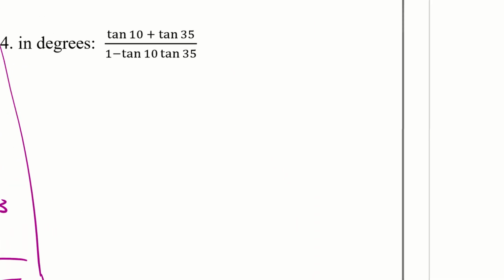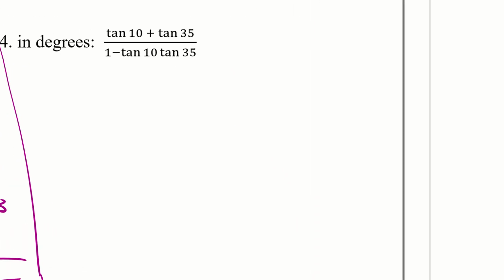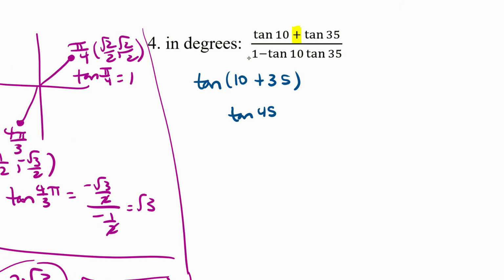For number 4, you would hopefully be able to recognize this. The sign on the numerator tells us that this is a sum problem. This is the tangent of 10 plus 35. We're going to add those arguments together. This is the tangent of 45 or the tangent of pi over 4. We actually just did that in the previous problem, which is 1.